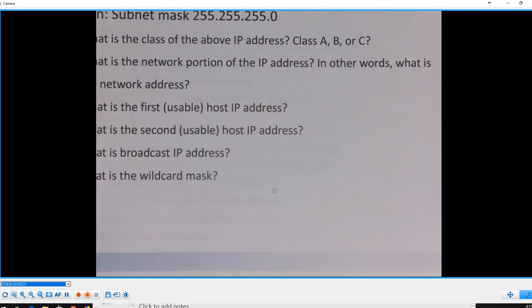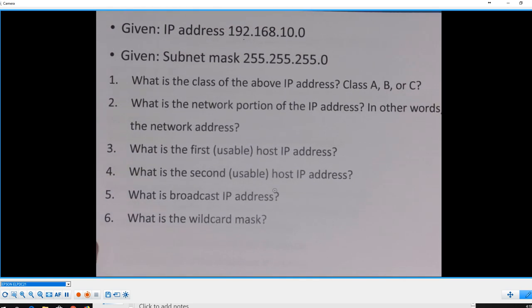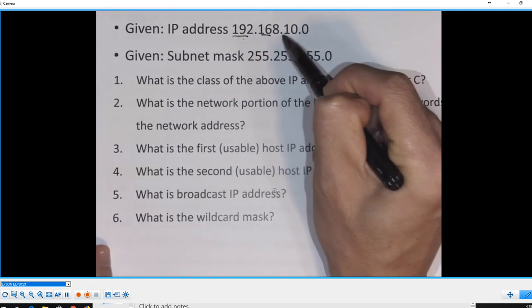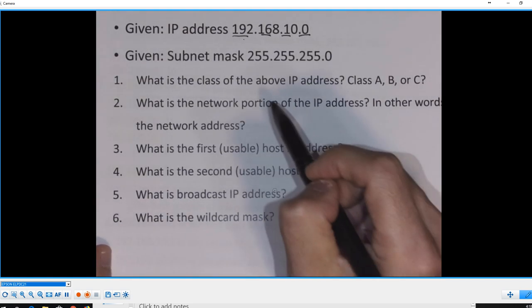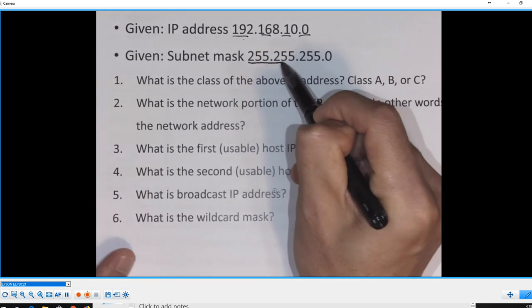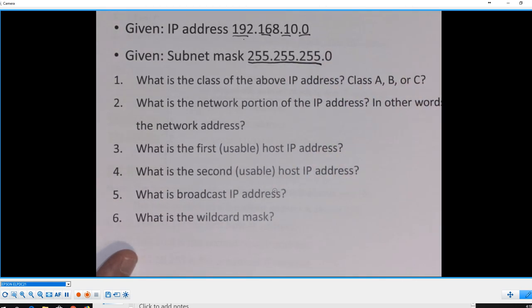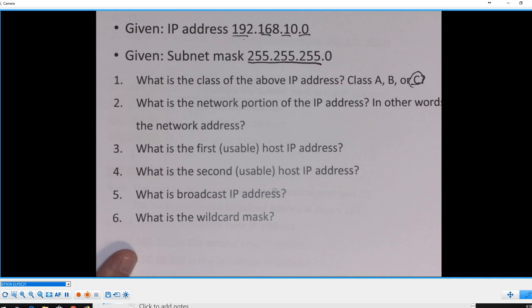Now, let's do another example. The IP address is 192.168.10.0, so that's a class C. Therefore, the default subnet mask is 255.255.255.0, which is the class C default subnet mask. So what is the class of the above IP address? It's a class C. What is the network portion of the IP address? In other words, what is the network address?